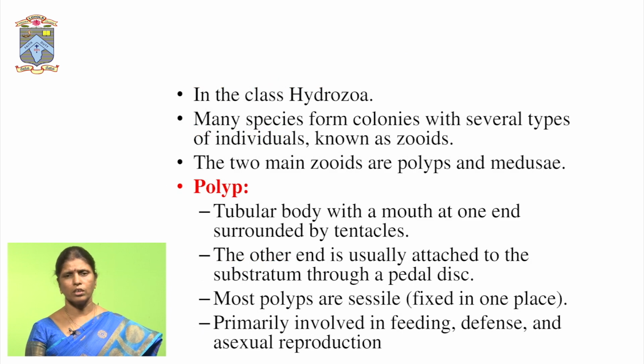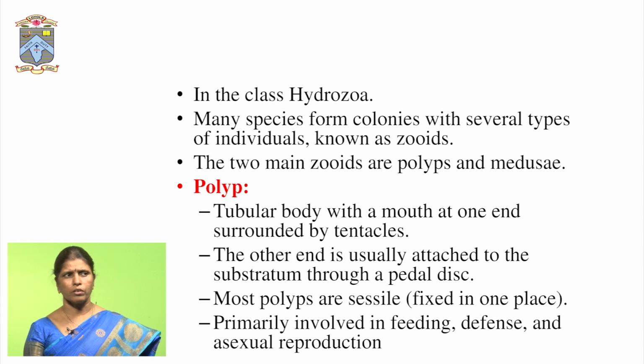So, let us see the polymorphism phenomenon in the class Hydrozoa of the phylum Coelenterata. Usually, we observe these animals as colonies. Colony means a group of individuals existing together at one place. Many species of these animals form colonies. Several types of individuals are present in the colony. Each individual is called a zooid. The main zooids are polyp and medusa.